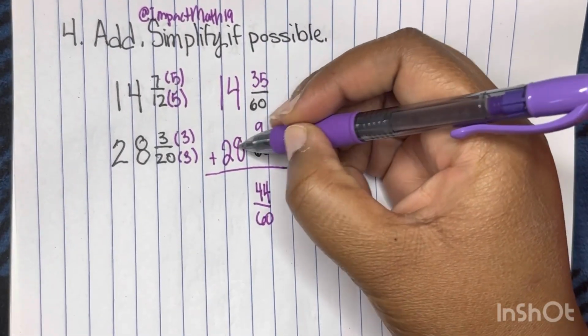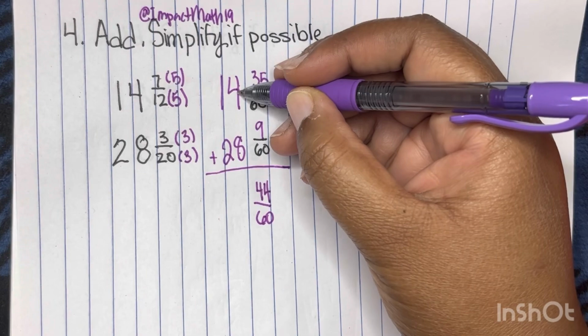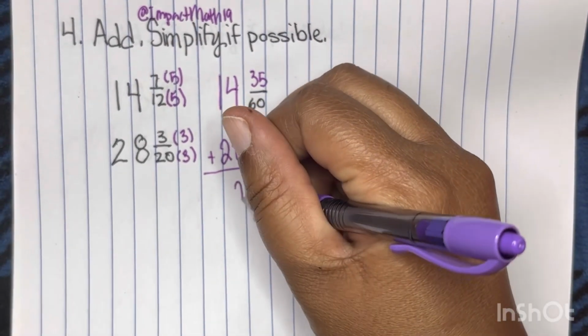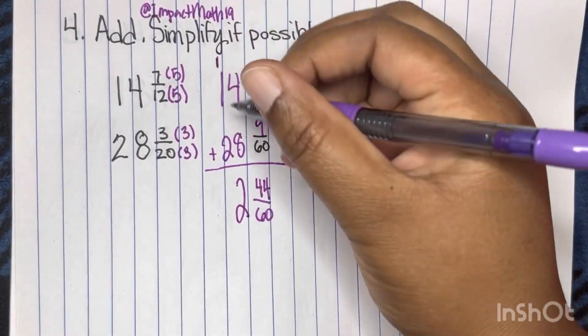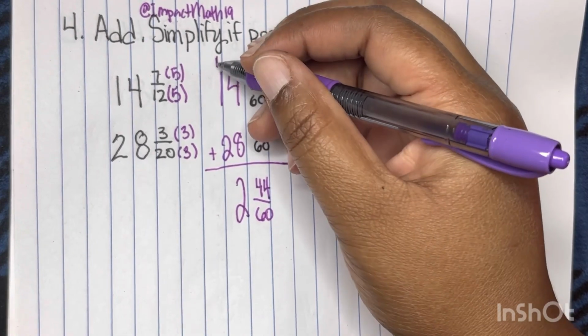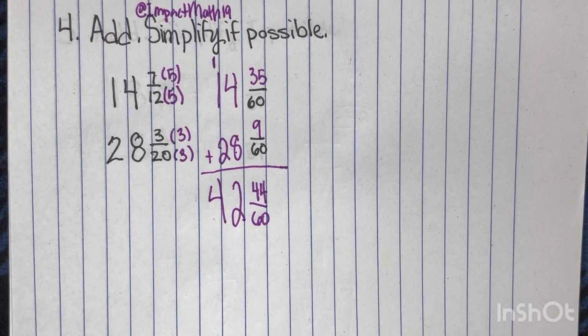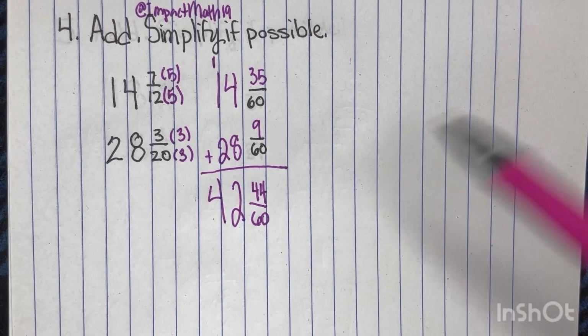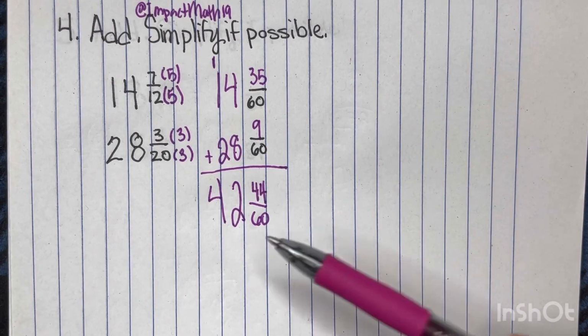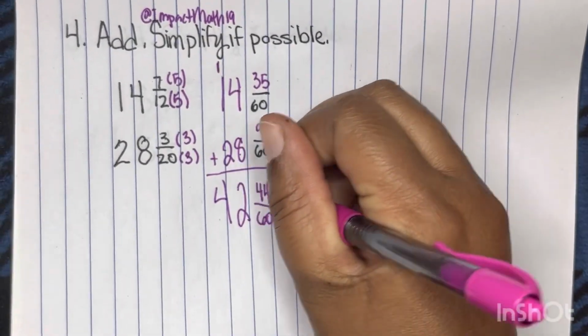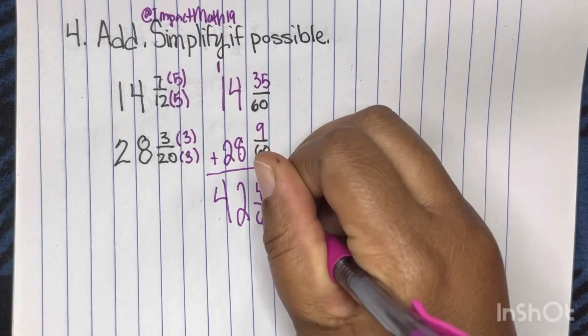And then 14 plus 28. So 8 plus 4 is 12. Carry the 1. And then 2 plus 1 is 3, plus 1 is 4. Okay, but we have to simplify if possible, right? So we have an even over an even. So we could start by dividing top and bottom by 2.